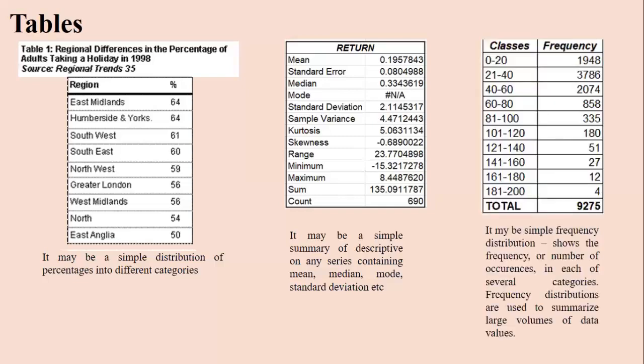Or it may be a simple frequency distribution showing the frequency, or number of occurrences, in each of several categories, and frequency distributions are used to summarize large volumes of data values. You can see that 902,075 observations are classified into interval classes. So this is a very good technique to present huge data in one form of table. These three are different kinds of tables. We may have many more.